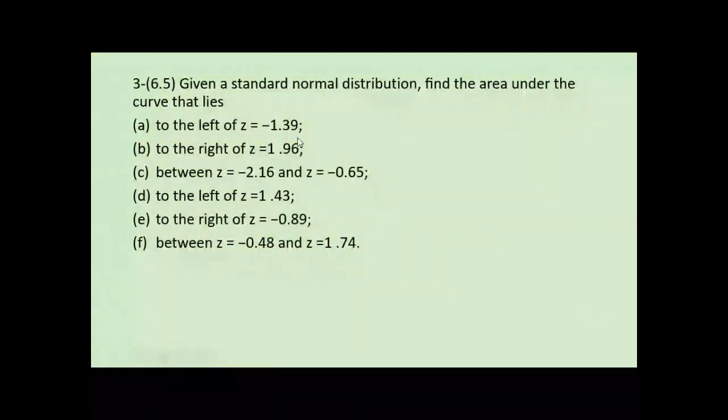That's it. Given a standard normal distribution, read this one. Given a standard normal distribution, find the area under the curve that lies. Okay, what is this? I will show you the normal table now, and I will explain how to use it. Before that, I will give a rough idea. This is our normal curve, isn't it? The center point is the mean, and it is 0 here, right?